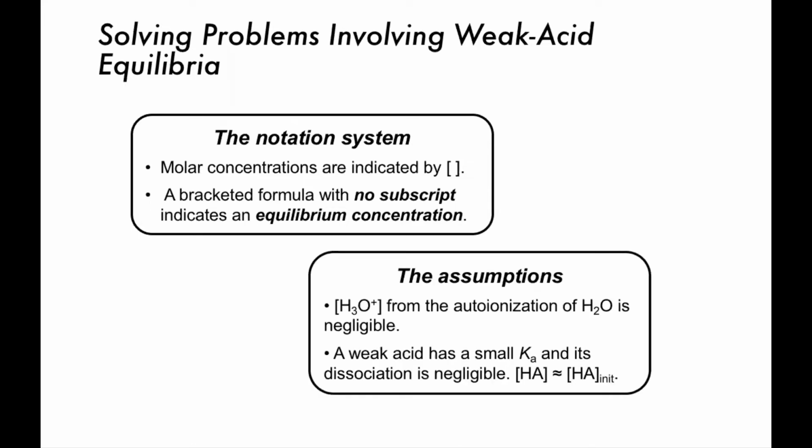The assumptions that we typically make is that the hydronium and hydroxide from the autoionization of water is usually negligible. And so a weak acid has a small Ka and its dissociation is negligible. Therefore, the concentration of HA is going to be approximately equal to the initial concentration of HA. That's what I was talking about before whenever I said if we dissolved 0.4 molar acetic acid in water, we'd probably still have effectively 0.4 molar acetic acid undissociated in our solution.